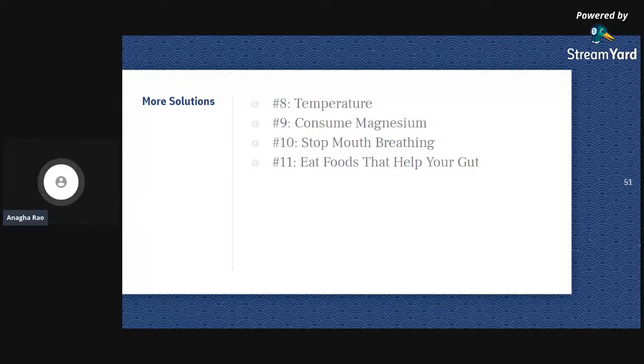Stop mouth breathing. Now, mouth breathing doesn't filter air like your nose does. Mouth breathers are more likely to experience sleep disorders because nitric oxide is produced when we breathe through our nose, and our brain needs nitric oxide to sleep.